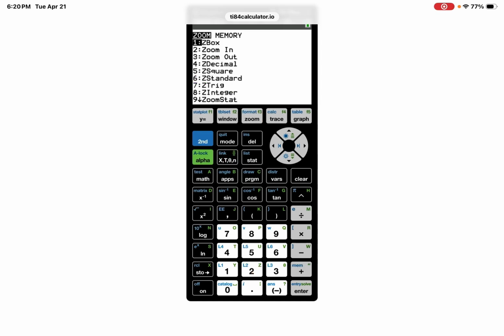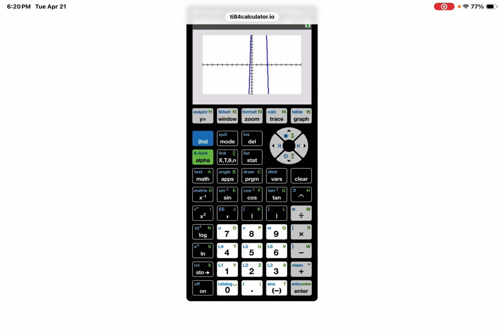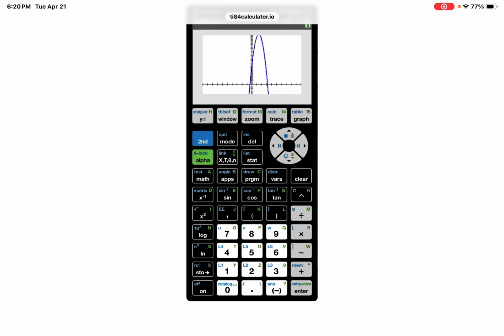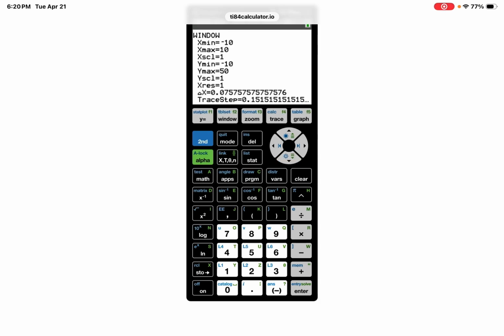I'm going to go back to zoom 6, which is just a standard window. And I can see I just need to go a little bit higher on my Y max. So I'm going to go to window, and I'm at 10 right now. I'll just make it like 50. That is not quite high enough. That's why I always add a 0. So I'm going to make it 100.